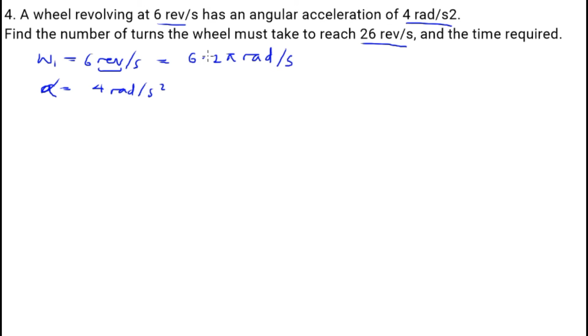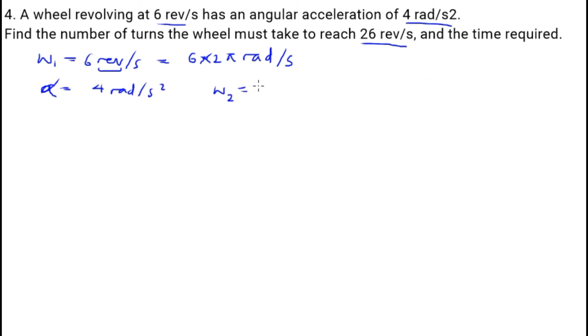Okay, so 6 times 2 pi rad per second. Alright, for the other one, which is omega 2, the question says we should find the number of turns the wheel must take. The number of turns that the wheel must take is associated with the angular displacement. That is how many revolutions, how many turns. So that's the angular displacement we are looking for.